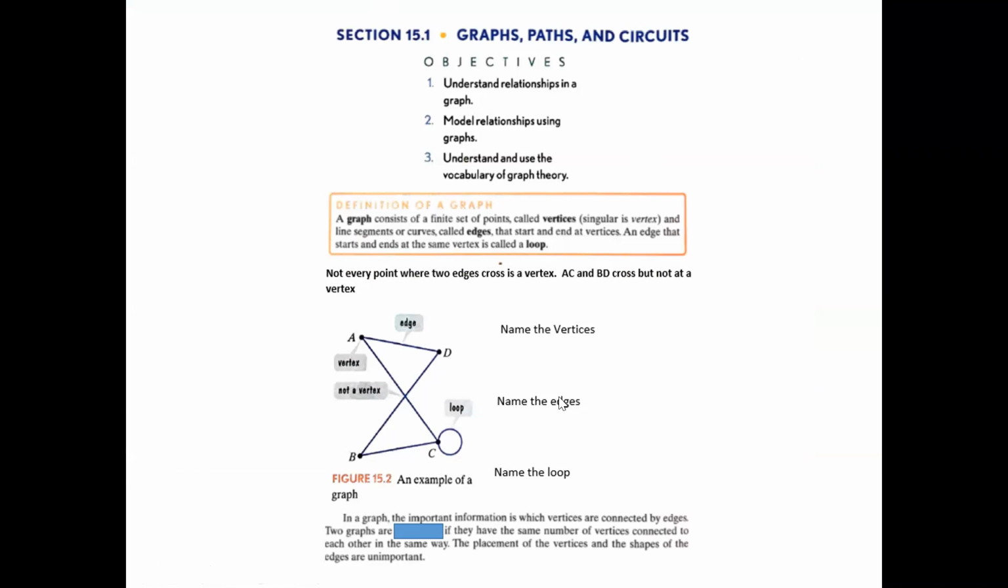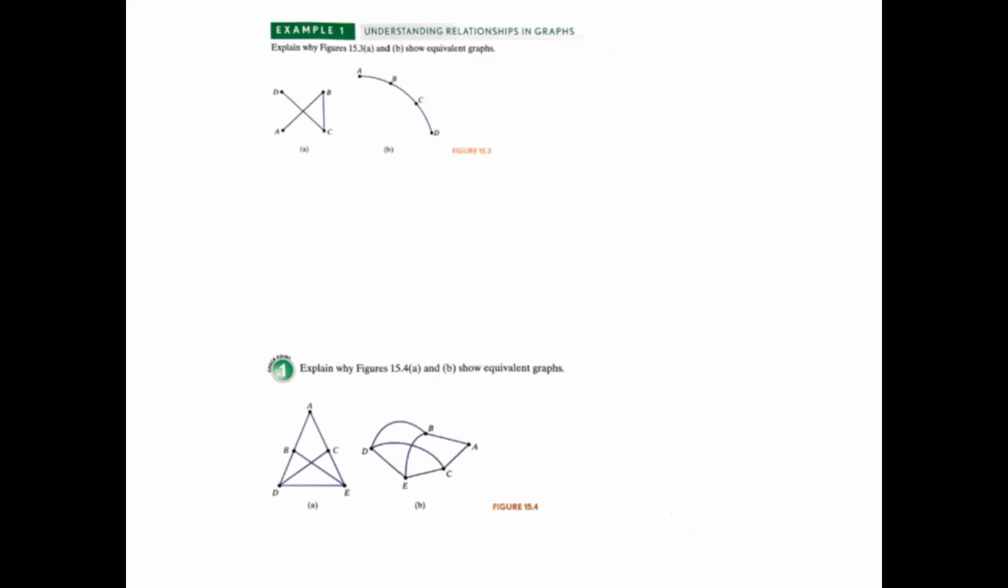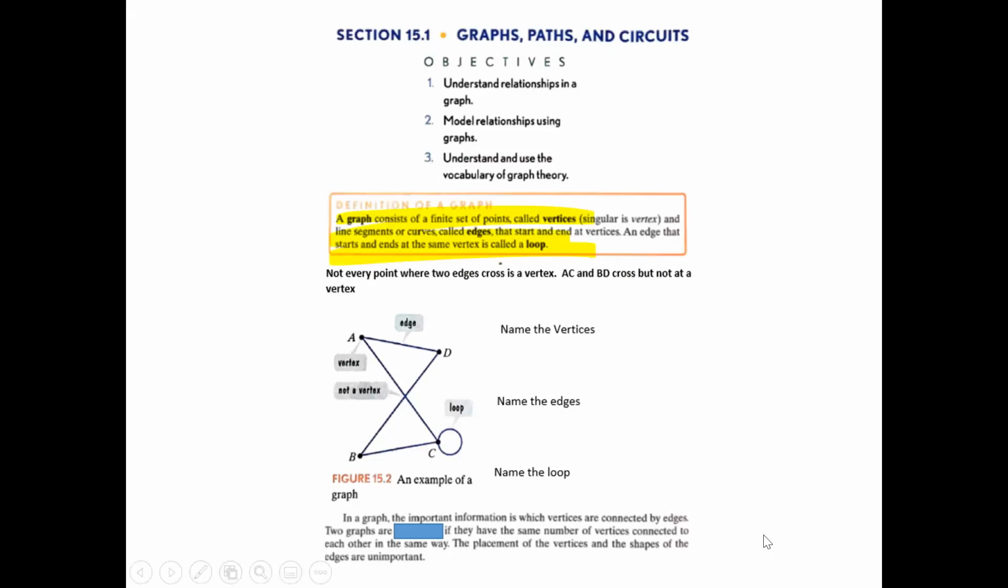So looking at this part right here, take a look at this part and read the differences between graphs, vertices, edges, and loops. All right, so let's go ahead and insert the following. It says name all the vertices. Well, your vertices will be A, B, C, and D. They're the points. Name the edges. Now your edges are going to be these pieces right here.